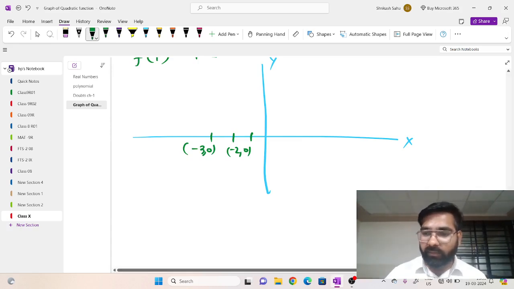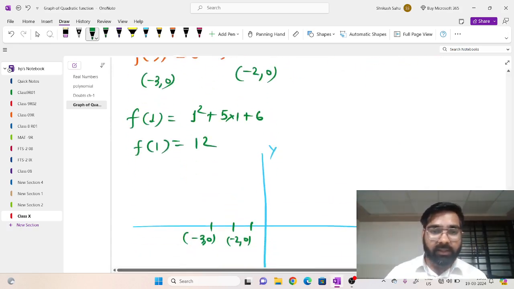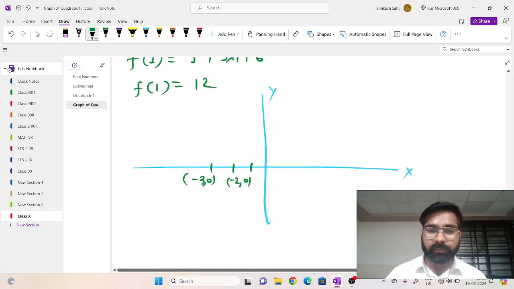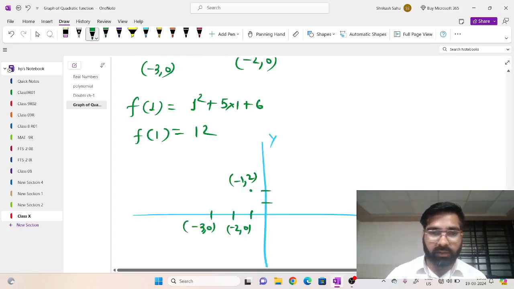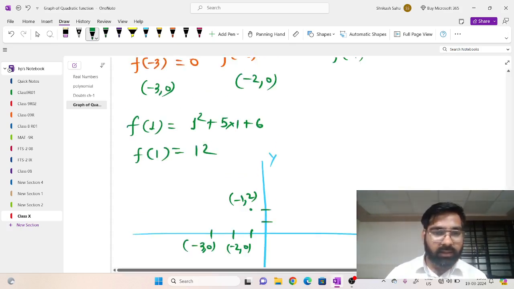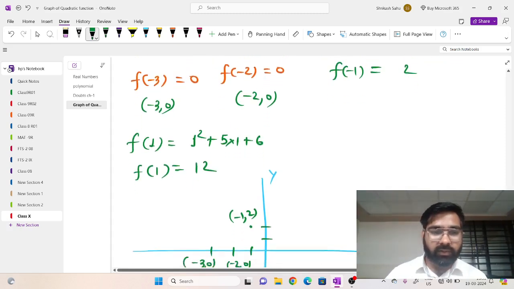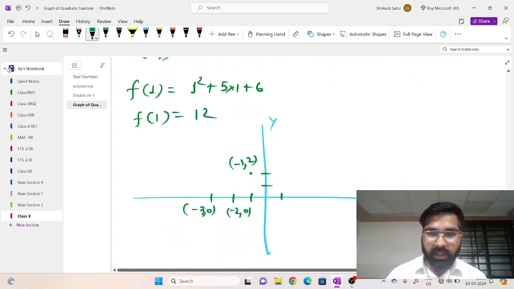But for the value of minus 1, it is equal to 2. So the point is here, minus 1 comma 2. And for the value of 1, it is equal to 12. That is 1 and it is equal to 12. 1, 2, 3, 4, 5, 6, 7, 8, 9, 10, 11 and 12, and so on. Say here, like this. Okay.